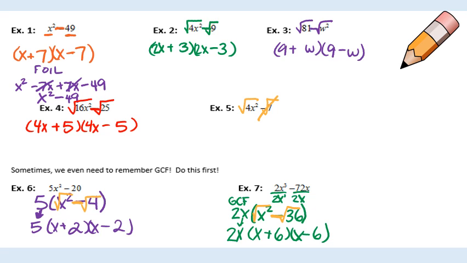So again, the key thing we're looking for here is, can I take the square root? And do I have a subtraction sign in between the two terms? If either one of those is missing, we cannot use difference of squares, and we can see if there's possibly another way to factor.